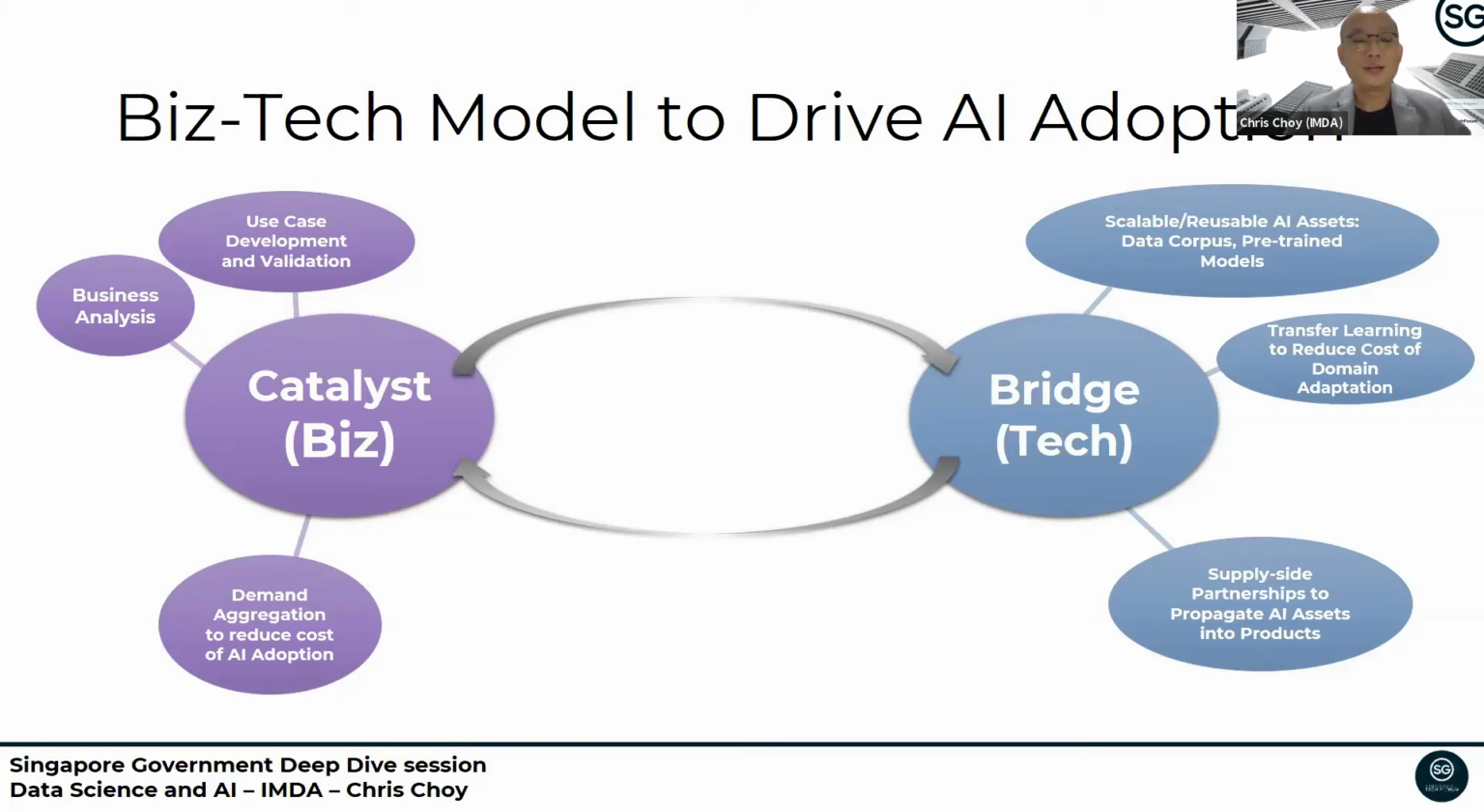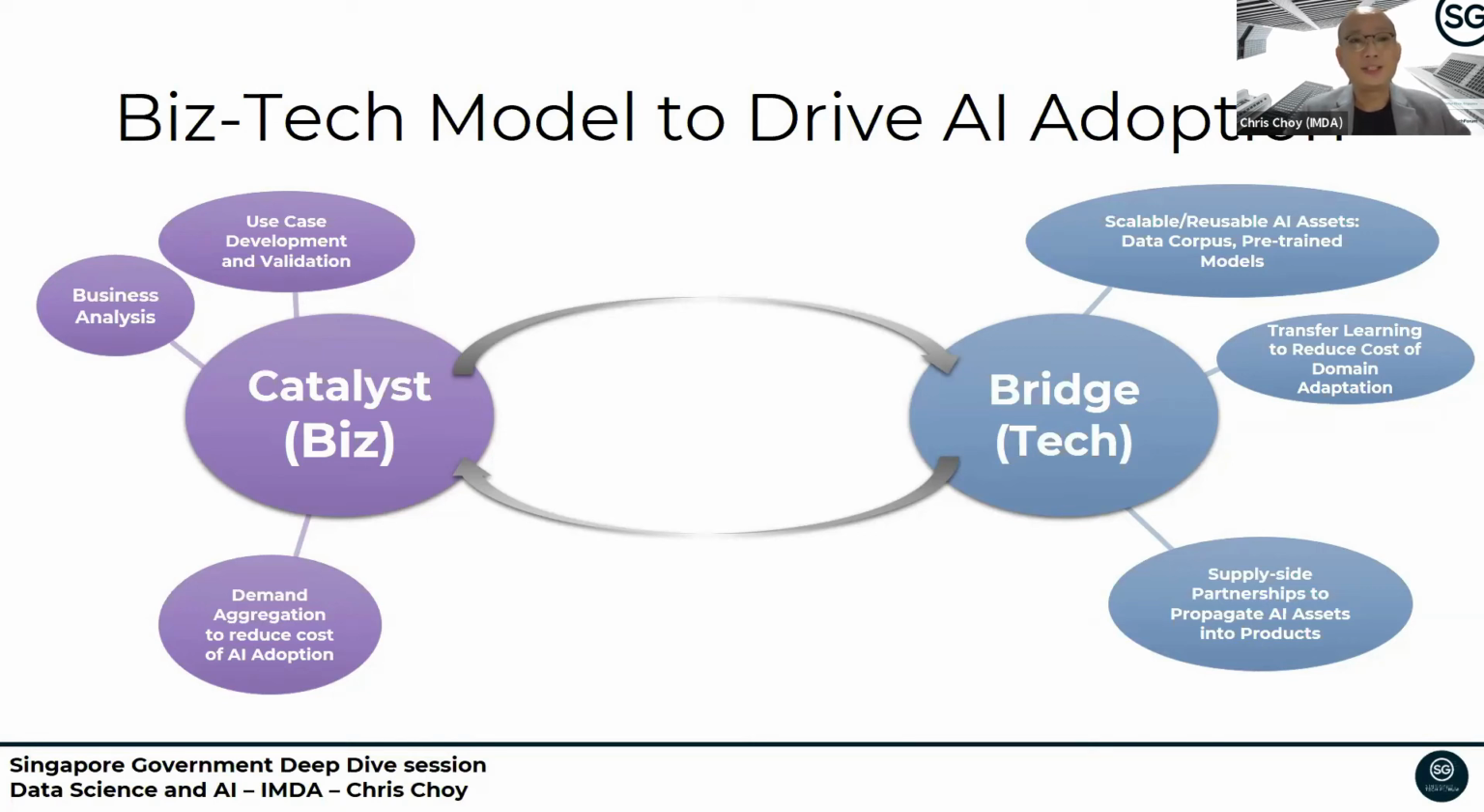And in order to achieve high scalability of our translation effort, we also have to do a lot of demand aggregation to understand what could be a common pain point within the sectors or within certain clusters of businesses. Once we have identified some of these common pain points and come up with the business requirement, the next step is basically to translate this requirement into technical specifications. And that's where it leads to the bridge part of this equation.